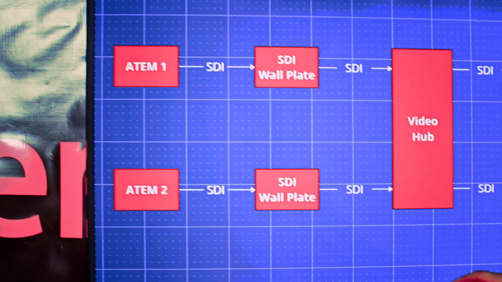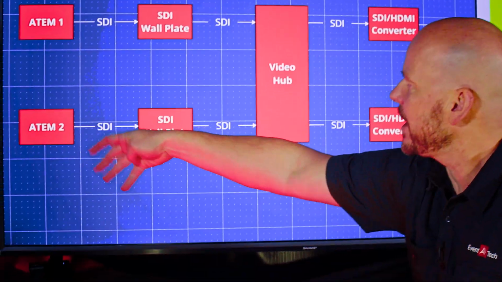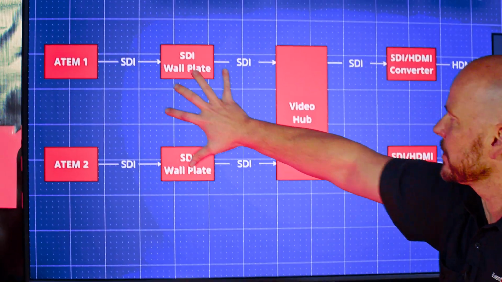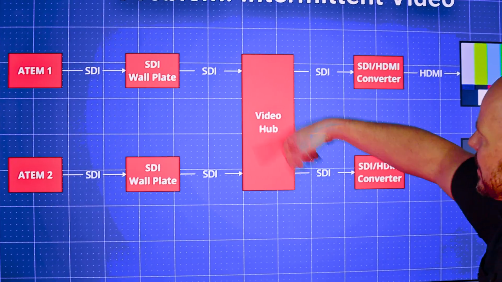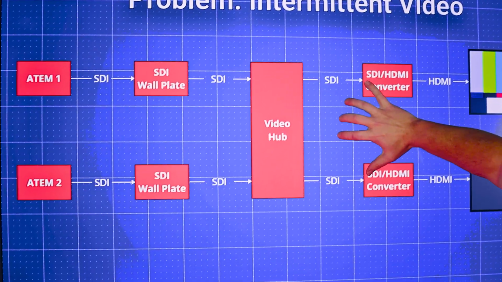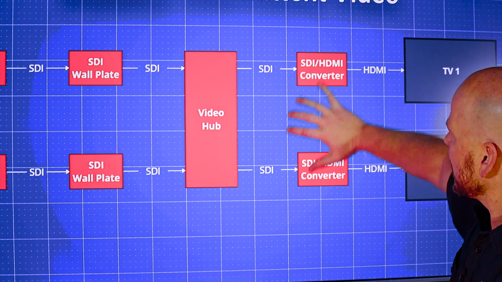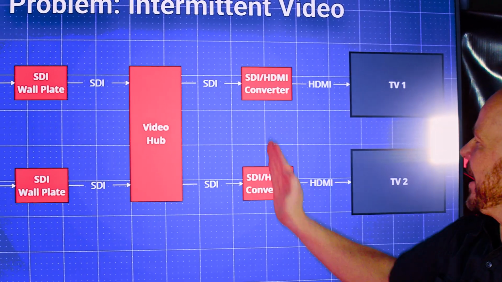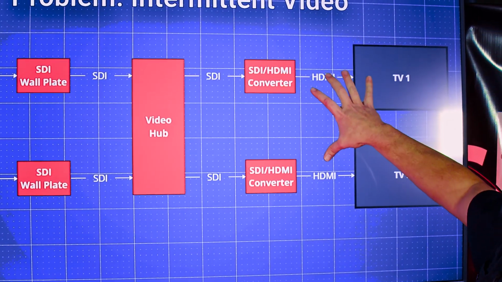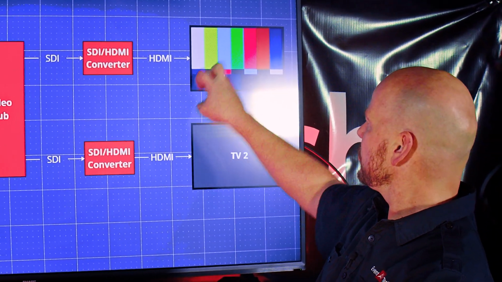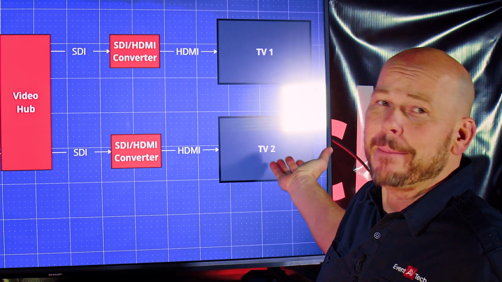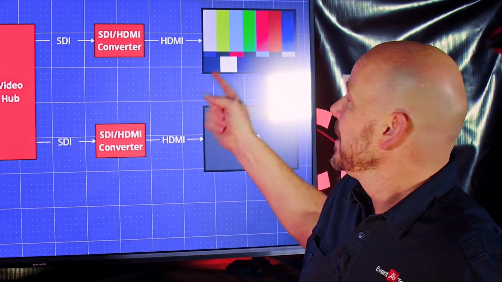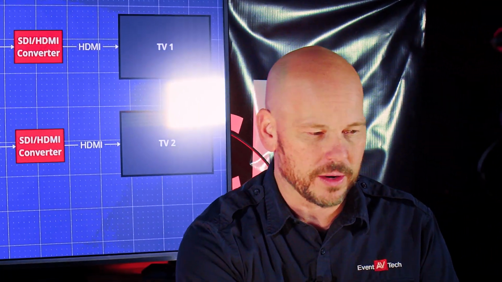Okay, so here we go. We've got our video switchers on this side. We've got our SDI cables that are transmitting the video. We've got our video hub in the middle. This is in the rack room. We've got more SDI cables coming off. They hit converters behind the televisions. And then we have HDMI cables, which is our distribution, coming to the output of our TVs. TV2 is happy. TV2 doesn't have any problems. But TV1 is intermittent. It's got problems back and forth.